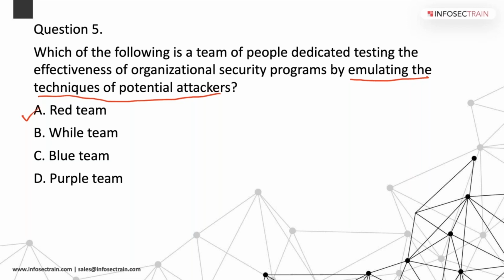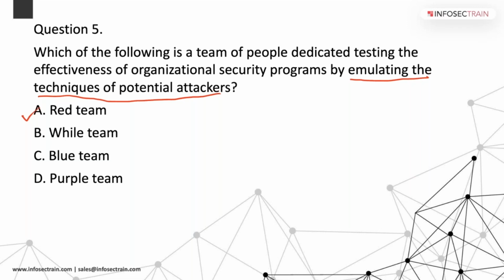Yes, as I can see, you guys are giving the perfectly right answer. White team, I have seen B given as the answer as well. So let me tell you, B is the team that decides the rules, what is allowed and what is not.